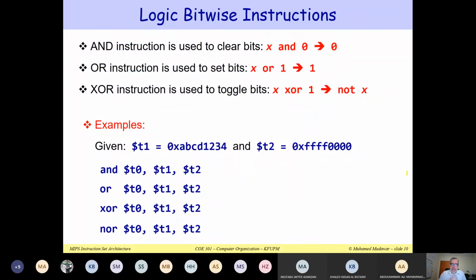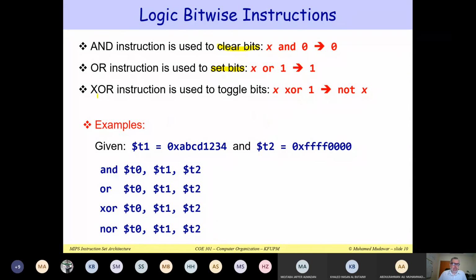Now, you can use these in programming. You can use the AND instruction to clear bits. So if you AND with 0, you will get 0 regardless of the bit X. If you OR with 1, you get 1, regardless of the bit X. So you can use the OR instruction to set the bits. The AND instruction is useful to clear the bits.